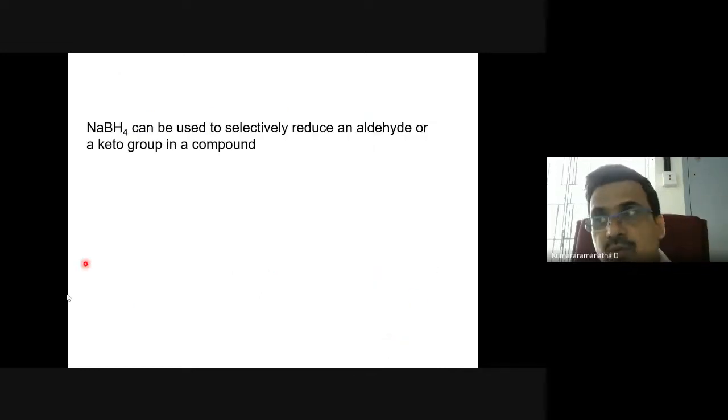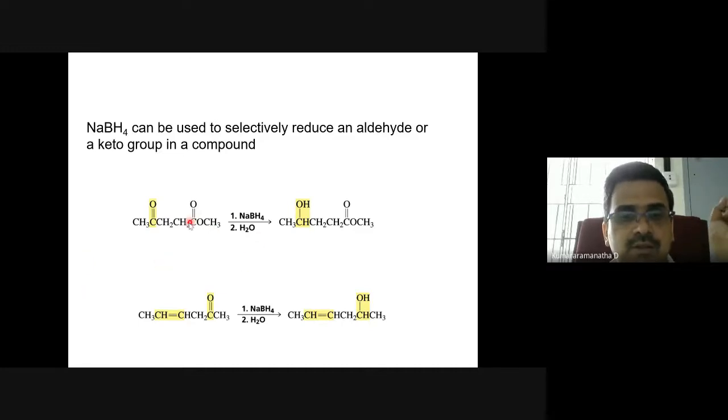In the case of sodium borohydride, you can selectively reduce an aldehyde instead of a keto group. So, for example, like this. Here the C double bond O is there, so you can selectively reduce this. In the same way, you can keep the double bonds intact, but reduce the C double bond O here. That is the highlight of sodium borohydride.